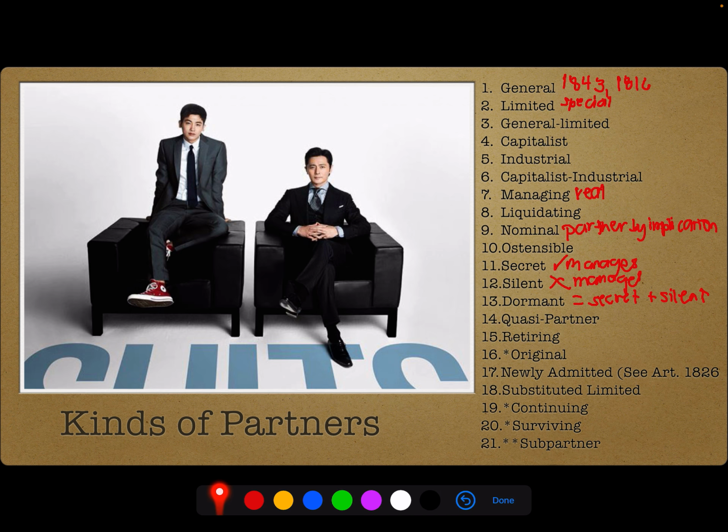Meaning, for example, A and B are founding partners. After they created the partnership, a newly admitted partner, C, was added. So, if the partnership already had outstanding obligation, meaning its debt was more than its assets by, say, 30,000, C, the newly admitted partner, his liability will only be to the extent of how much he or she contributed.